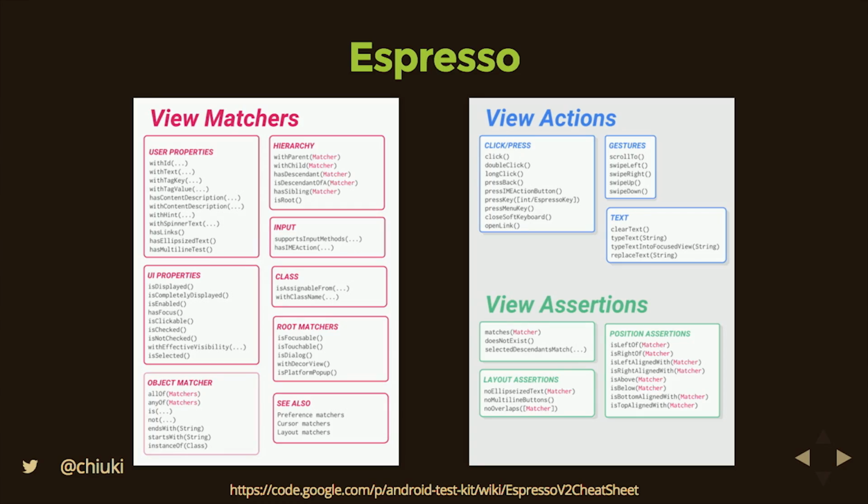So these are all the Espresso view matchers, view actions, view assertions. And we're not going to sit here the whole talk to go through each one of them until you fall asleep. No, that's not the agenda. I'm just going to show you this because there's a cheat sheet online that you can go check if you are wondering what is the capability of Espresso.